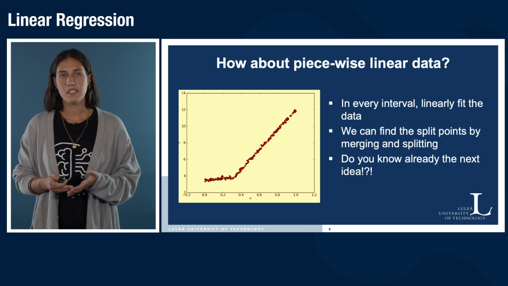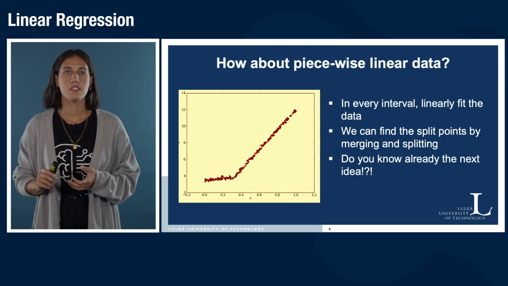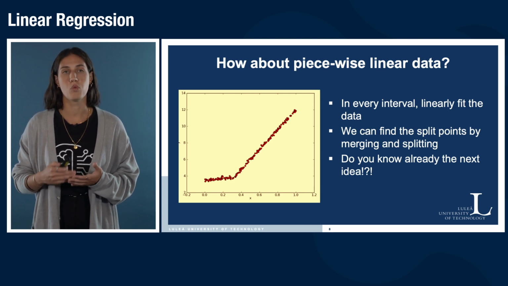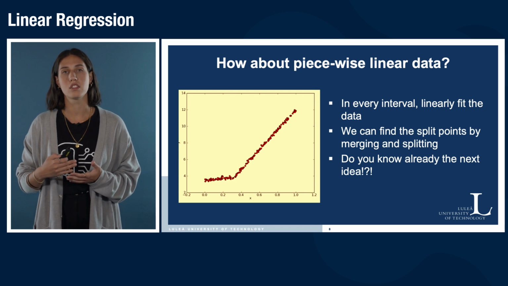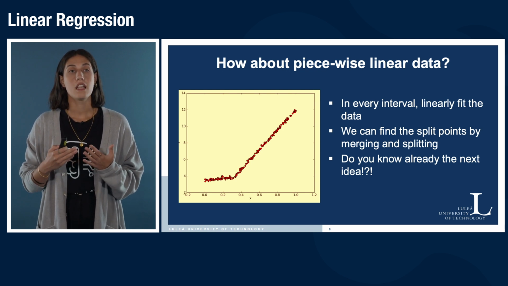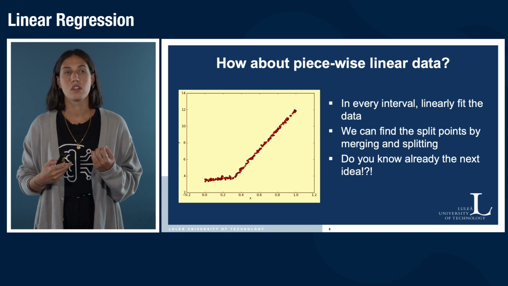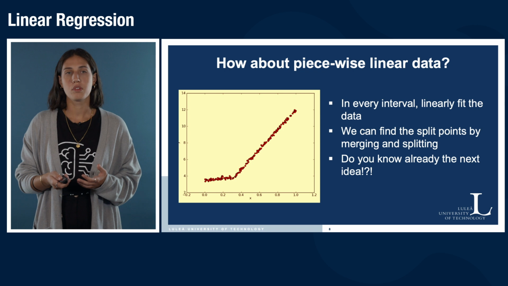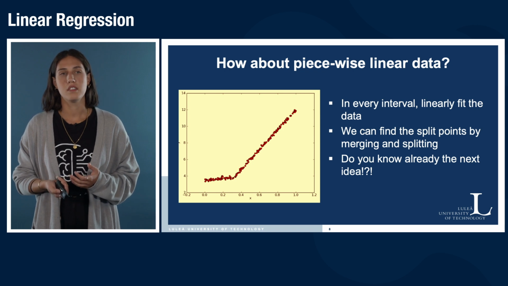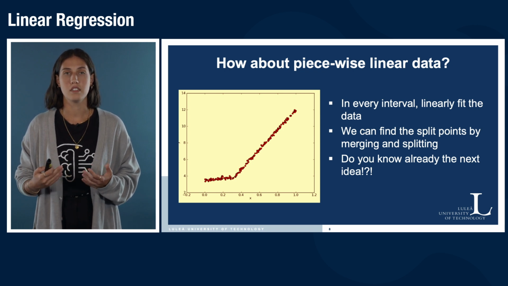Another interesting case comes when data are piecewise linear. So we may have one slope for some interval, and then some event may occur, and then the slope changes. In this case, we find where there is a good point to split the data, and then we fit linearly in each interval. And as in linear regression, we use expectation maximization to fix the splits and slopes.